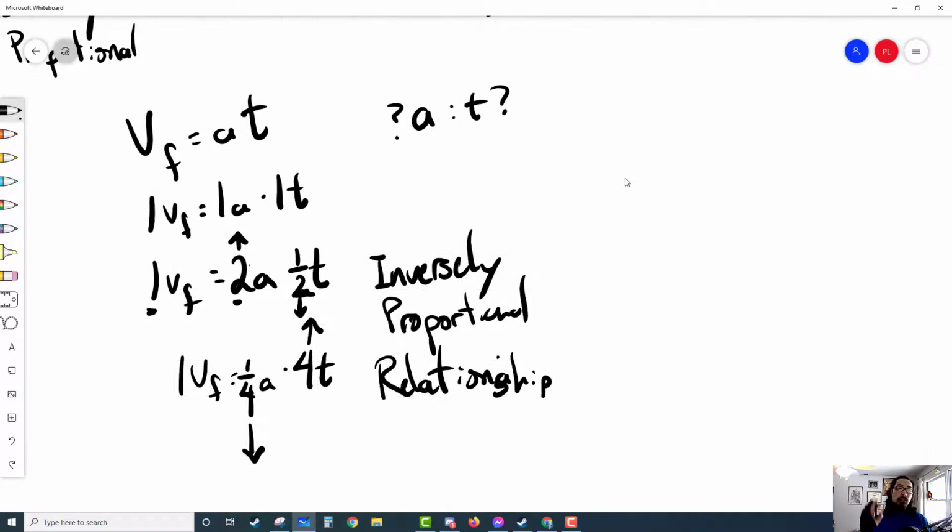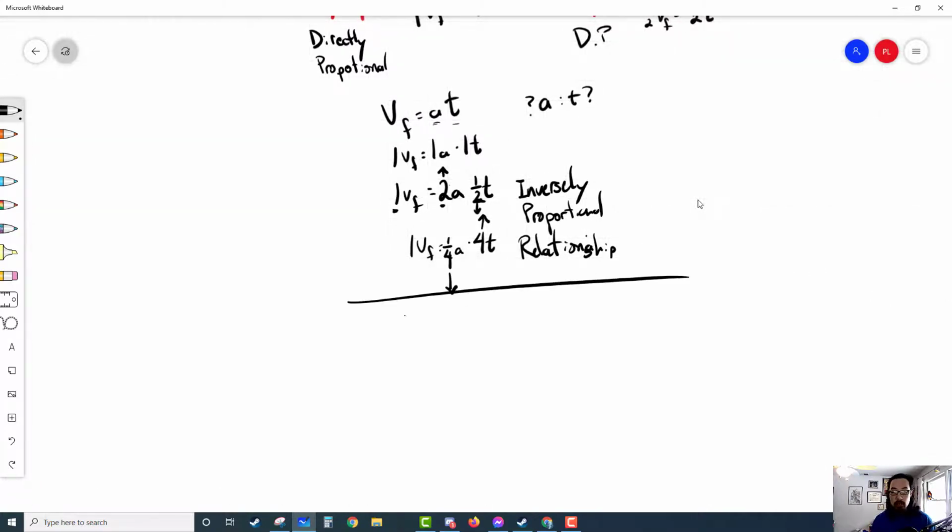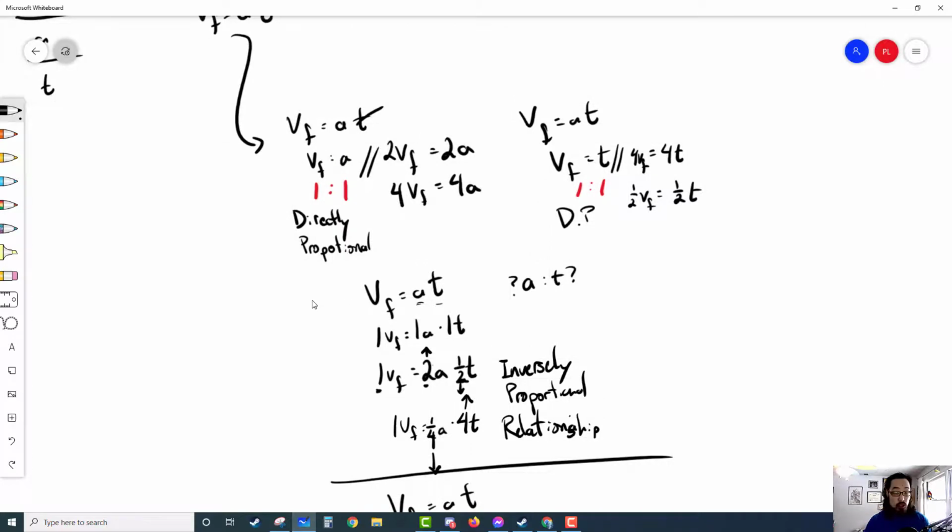A telltale sign of an inversely proportional relationship is that they're on the same side of the equal sign. Another telltale sign is if we were to put one of those variables on the other side, so let's say VF divided by A is equal to T, we can see that of the two variables we're comparing, A and T, the T is in the numerator and the A is in the denominator. So we have that inverse relationship here. All right, so back to the actual question.